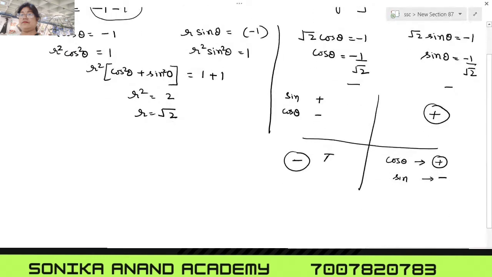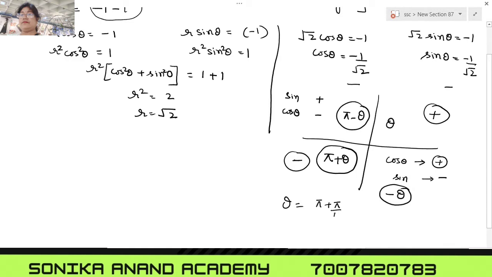In the third quadrant, what is the angle? Pi plus theta. Here we have the angle pi minus theta. Here we have the angle theta. Here we have minus theta. It's easy now. So what's the final angle? Pi plus pi by 4. Clear? So what's the answer? 5 pi by 4, ma'am. Sometimes it is also written as minus 3 pi by 4. Clear?